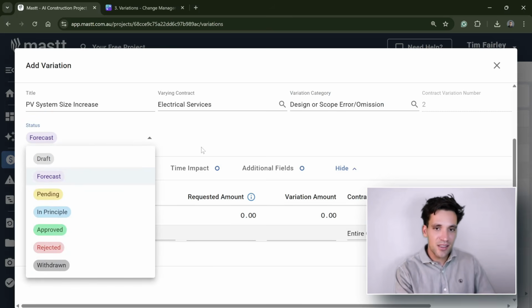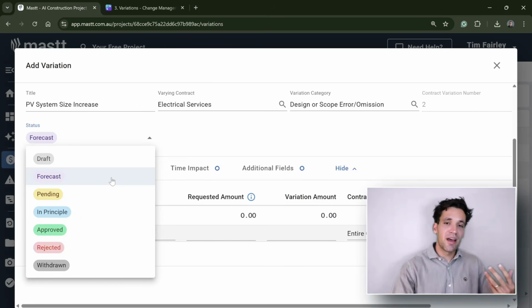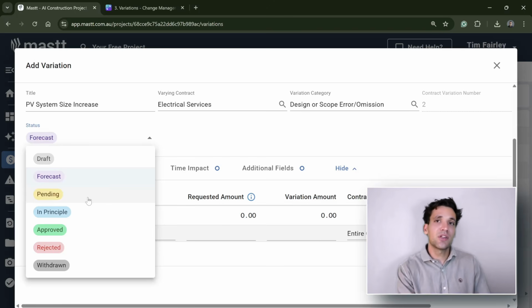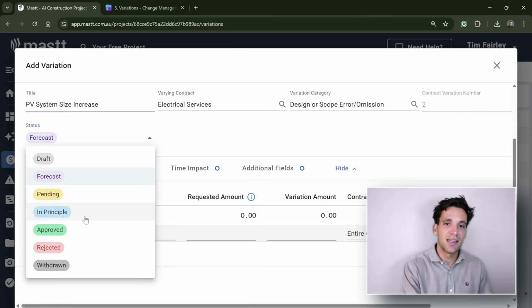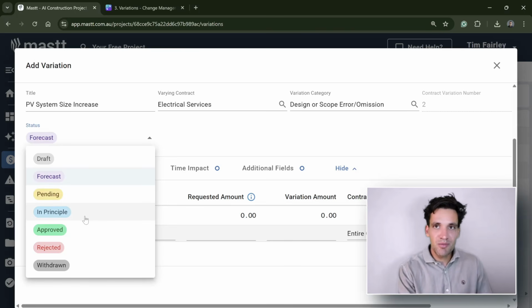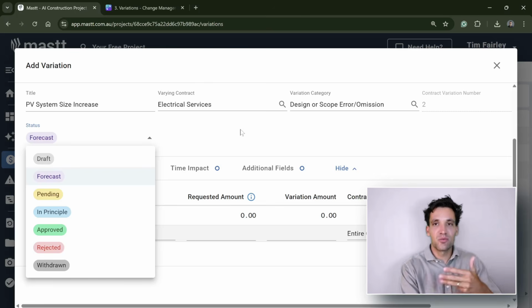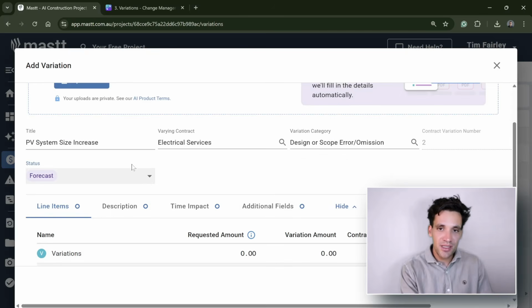But the different status of the variations is we can have a forecast variation. Again, money we're allowing in our budget for something we're relatively certain is going to come up. We can have a pending variation where our subcontractor has submitted to us and we're in the process of negotiating it. We can have an in-principle agreement where we've agreed on the cost and the change of scope. We just haven't actually entered it into contract yet. We could have it when it's signed and approved, or we could have rejected and withdrawn. So I think it's very good practice to track every variation as soon as they come up in a register and properly put the status in there.